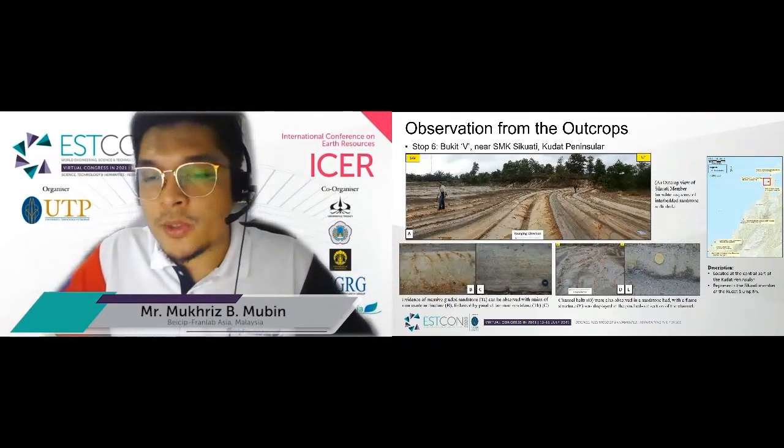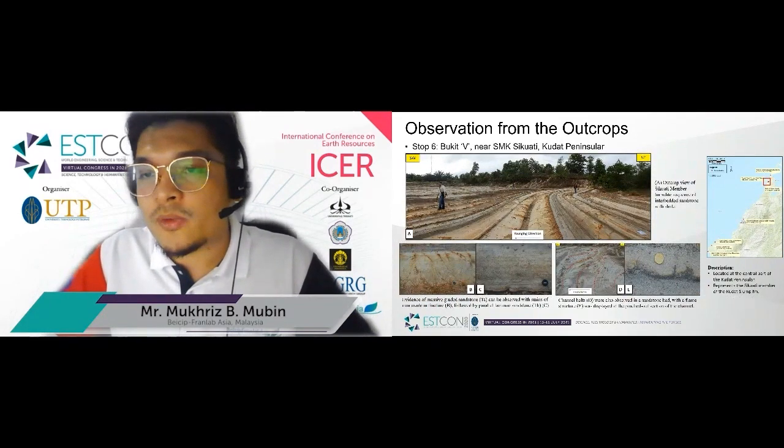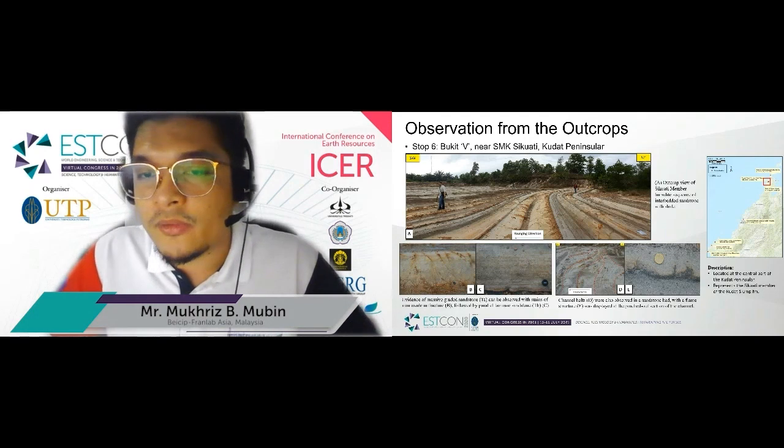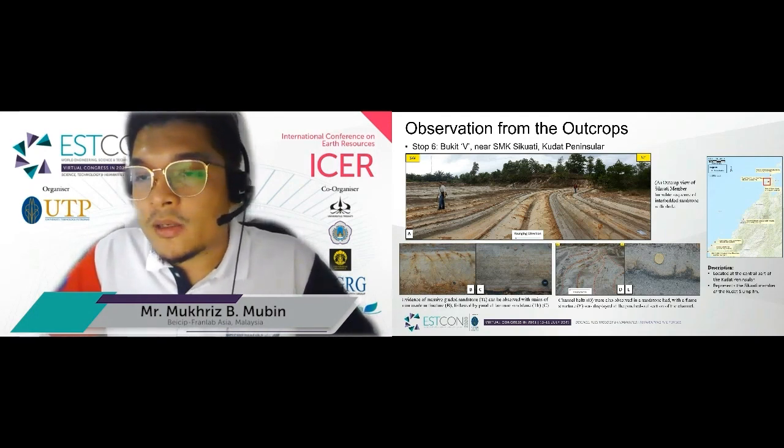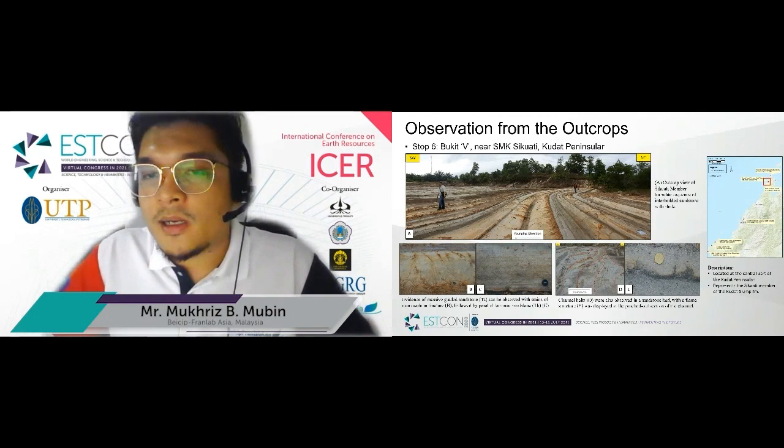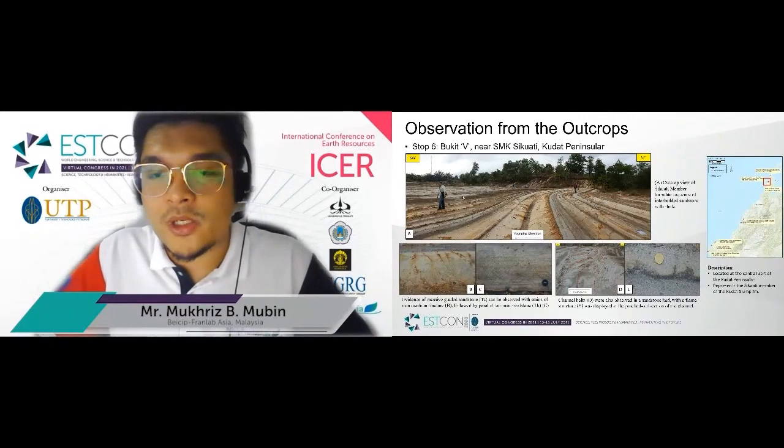Stop 6 also represents the Sikuati Member of the Kudat Formation, which is predominantly sandstone interbedded with shale. The Bouma sequence observed at this outcrop is consistent with that in Stop 5, which is composed of TA, TC, TD, and TE at the lower stratigraphic interval, and TA, TD, and TE at the upper stratigraphic interval. Channel belts were observed consisting of TC sandstone with common flame structures at the pinch-out section of the channel. It shows that the section is younging toward the southwest direction.